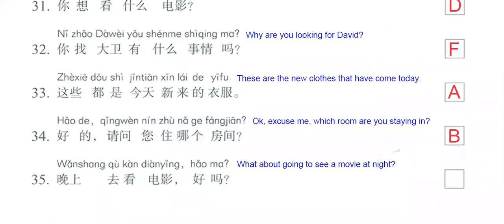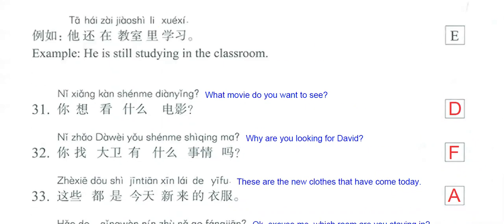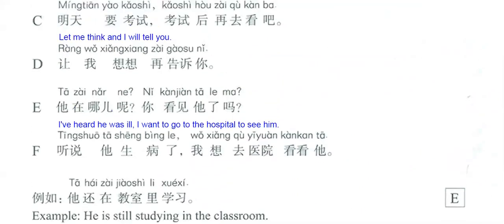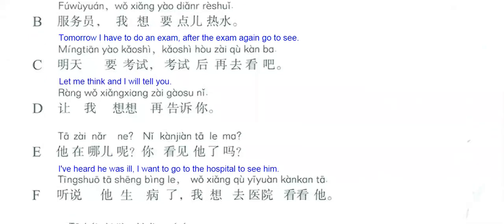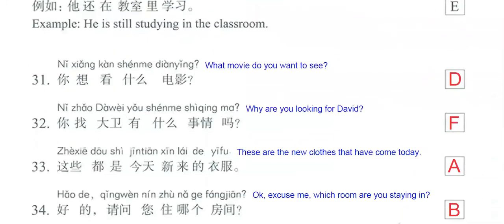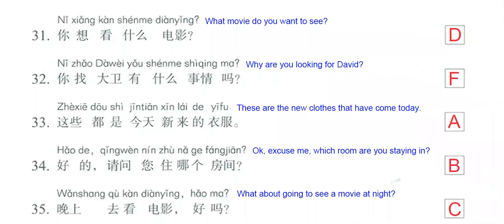What about going to see a movie at night? And as you can realize, we only have one left, which is tomorrow I have an exam. After the exam, go to see again. So the keyword here is the verb to see, to watch. Okay, so here we're referring to watching a movie. So that one is the correct one. Okay, so here you have the correction for these 5 sentences, and you can also rewatch the translation and how they are related. Okay, this is very important.